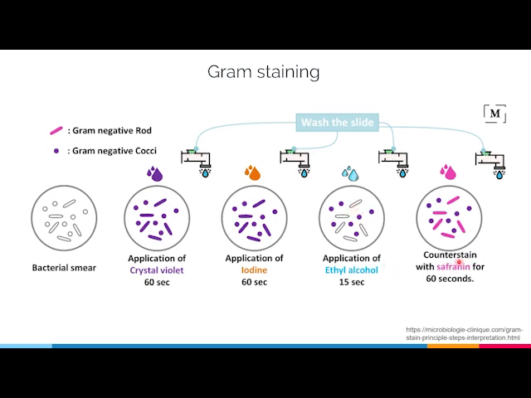Then you apply a counterstain of safranin, which is pink in color. The gram-negative bacteria will now take it up again, and will appear pink in color. After the final wash, you can see a smear that looks something like this, with the gram-positive bacteria appearing purple and gram-negative ones appearing pink. So this is how the gram staining procedure works.